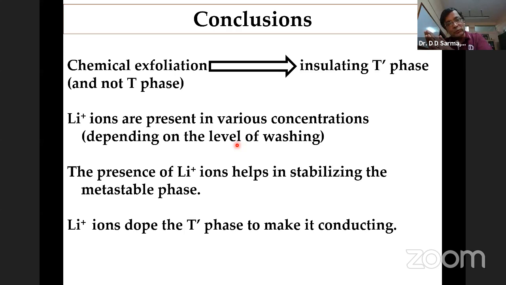So you get more T prime when you have more lithium, and it also dopes the system. And in fact, we believe it is this doping that stabilizes the T prime state favorably. And that's what tends to make it more conducting. I'll not call it metallic. It's not a true metal. It's a doped semiconductor. Depending on where the Fermi energy is, how much you're doping, its transport property will depend.